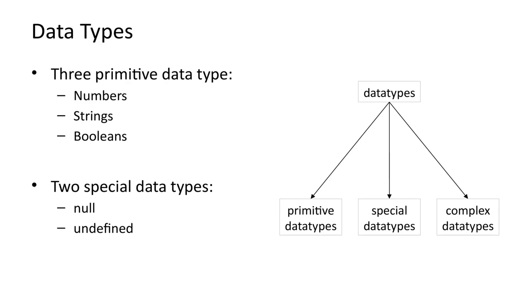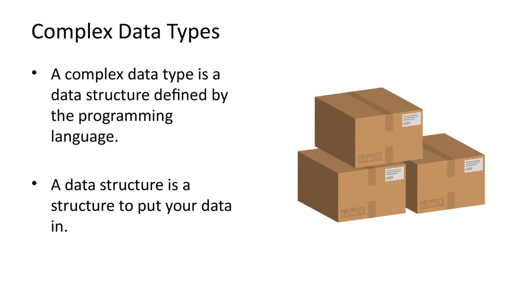Now we will look at complex data types. A complex data type is a data structure that is built into the programming language. You use data structures to store other data. Complex data types are also sometimes called composite or compound data types.